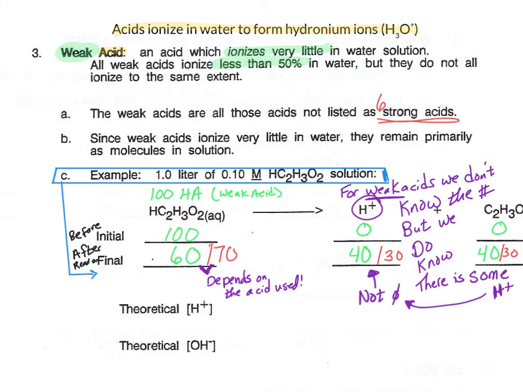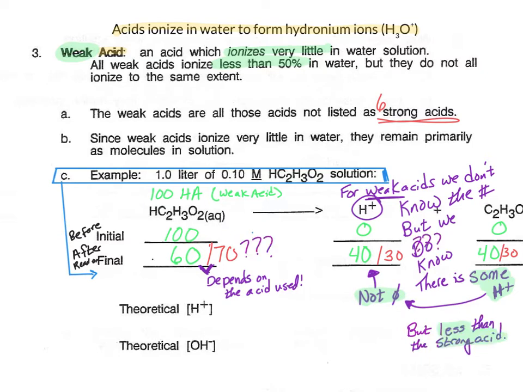So from this, we do know that there is some acid forming, because we said it is an acid and it forms hydrogen ions in the water. So we know there's some. We just know that there is some, but it is less than a strong acid. This is important for our calculations.